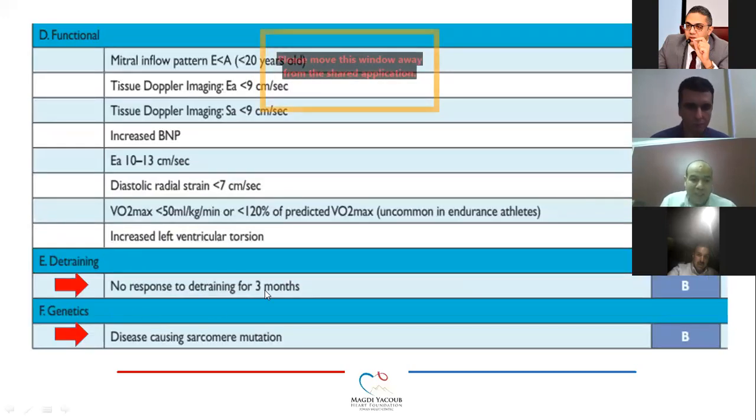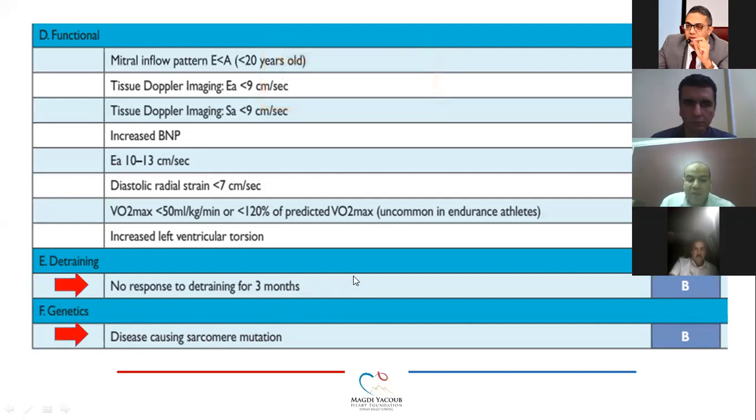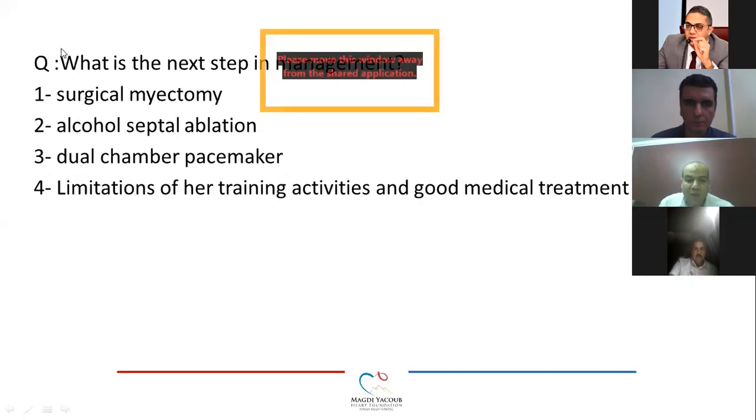No response to detraining after 3 months. We did another echo for her after 3 months, and the same picture was present. So this hypertrophy is not due to exercise, it's due to a disease. And finally, from the genetics, we emphasized that the patient has myosin heavy chain disease, and we found the mutation. So these features suggest that our patient has HCM, and the hypertrophy is not due to exercise.